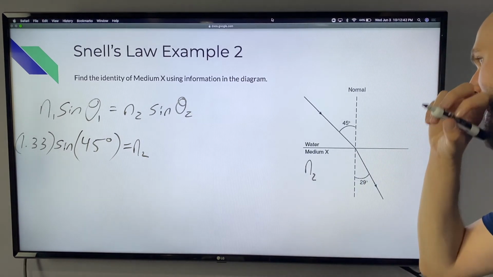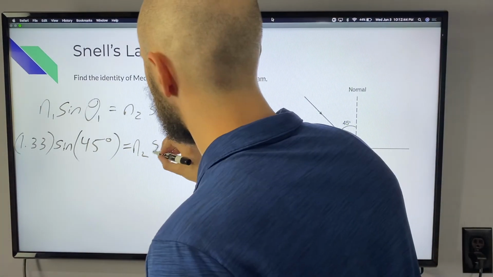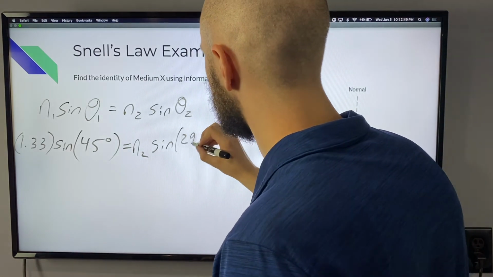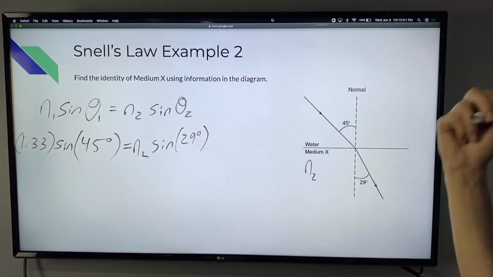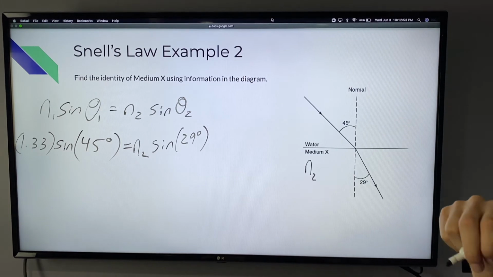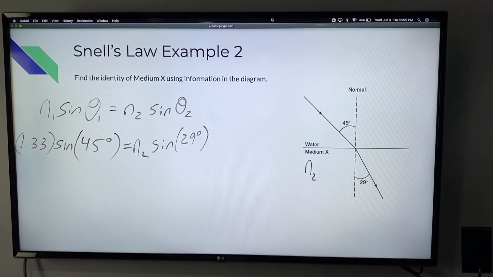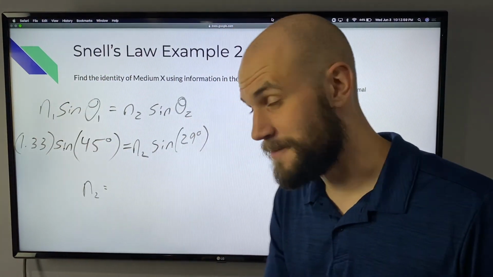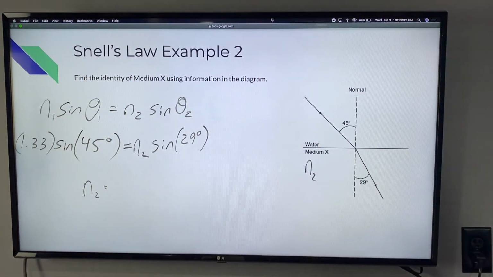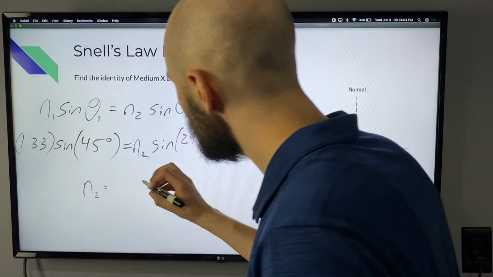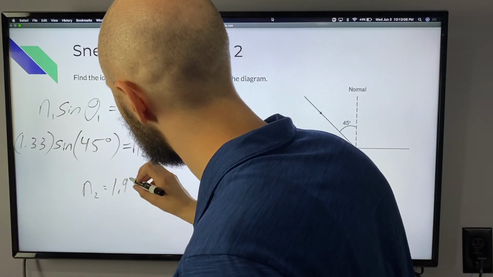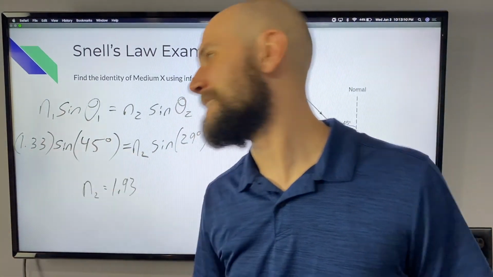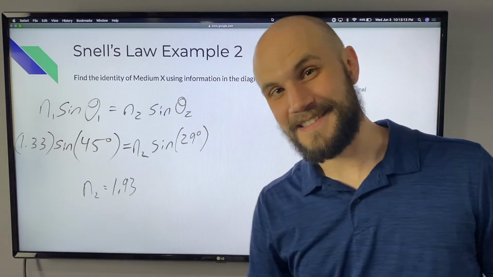We want to solve for N2. Sine, and then theta 2 is 29 degrees. All right, we have one equation, one unknown. We can definitely solve for this. N2, plug it into your calculator. Make sure you can do it. But N2, I get to be 1.93.